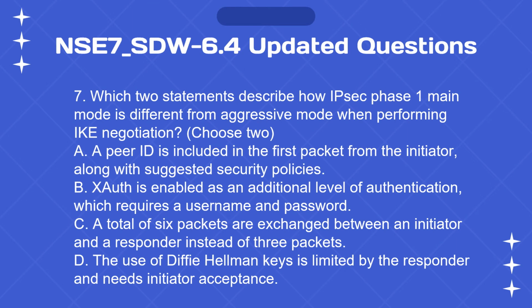7. Which two statements describe how IPsec Phase 1 main mode is different from aggressive mode when performing IKE negotiation? Choose 2. A. A peer ID is included in the first packet from the initiator, along with suggested security policies. B. XAuth is enabled as an additional level of authentication, which requires a username and password.